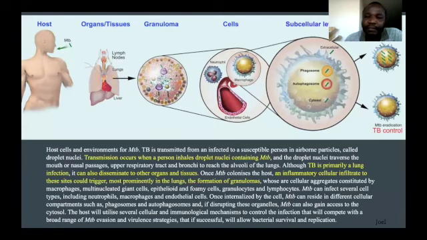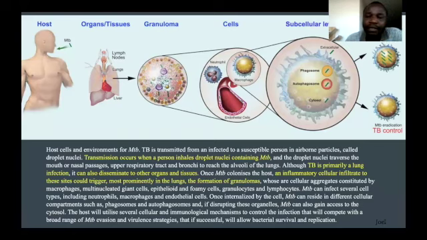That is cellular aggregation constituting macrophages, nucleated giant cells, epithelioids, and foamy cells, granulocytes, and lymphocytes. And the Mycobacterium can infect several cell types, including neutrophils, macrophages, and endothelial cells. Once internalized by the cell, the Mycobacterium can reside in different cellular compartments, such as phagosomes and autophagosomes.